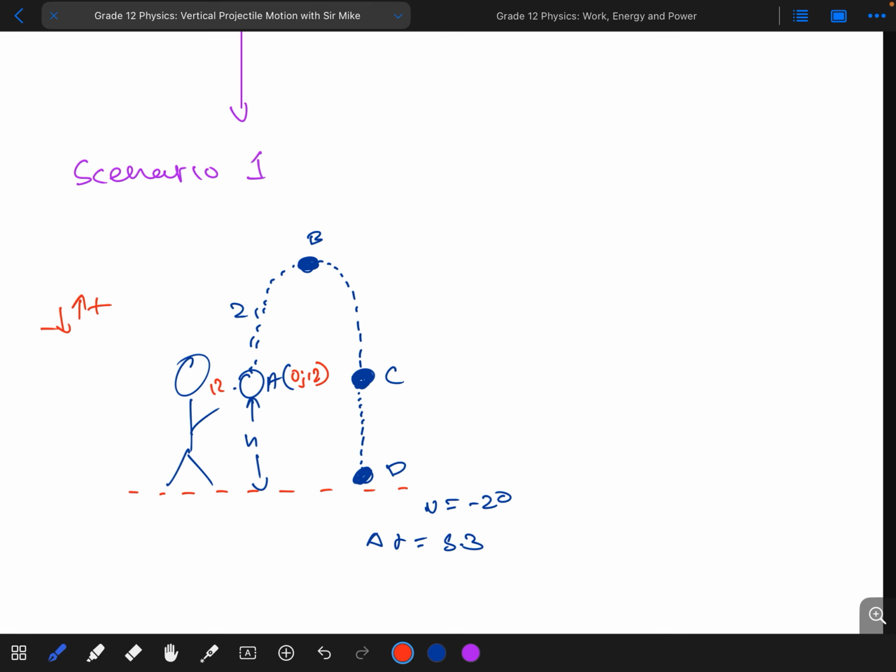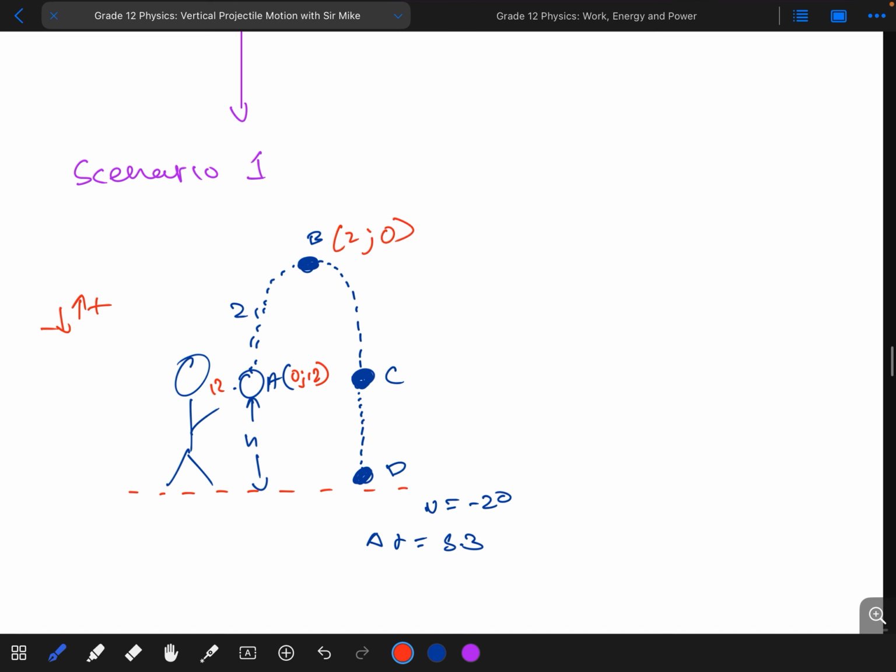Now when I get to point B, at the maximum point, we know that the velocity there is 0. We said it took 2 seconds to travel between point A and B. So x at point B would simply be 2. Just write that down. Our x would be 2, and our y would simply be 0.